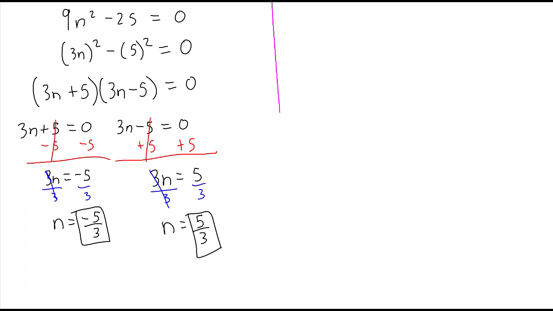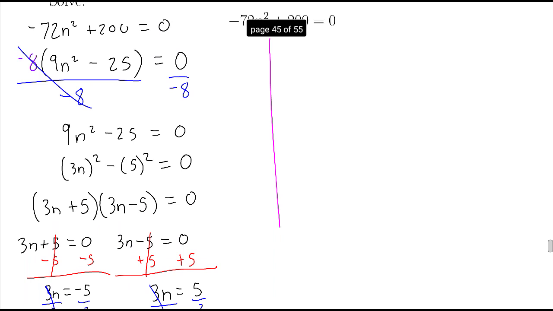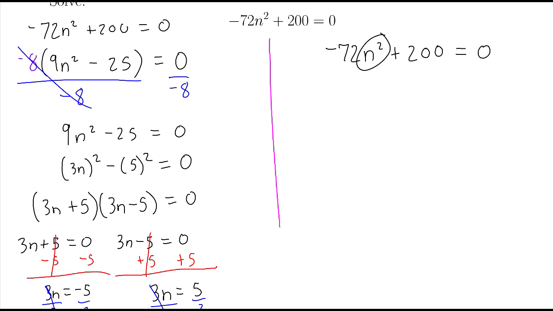I could use the zero product property, factor the expression or the equation, and set each part equal to 0 and solve it, right? So that's the usual way that we'll solve a quadratic. The other way is to use the square root property to solve this. So negative 72n squared plus 200 equals 0. Remember, to use the square root property, you need to get n squared by itself. So I'm going to subtract 200 from both sides.